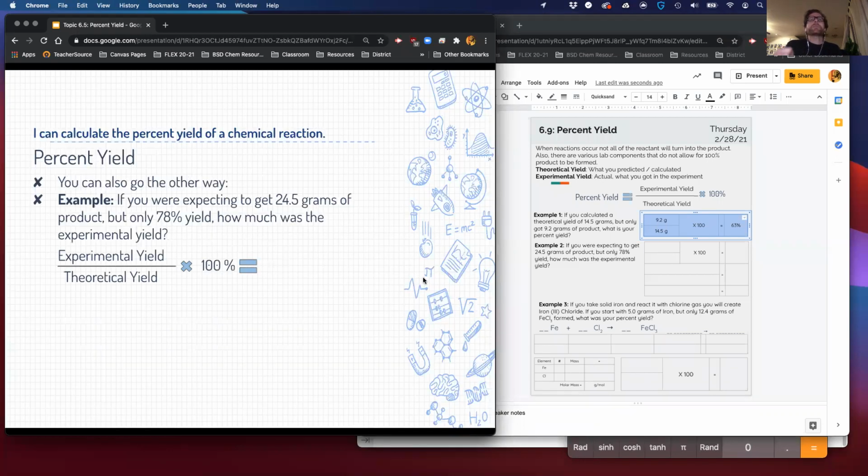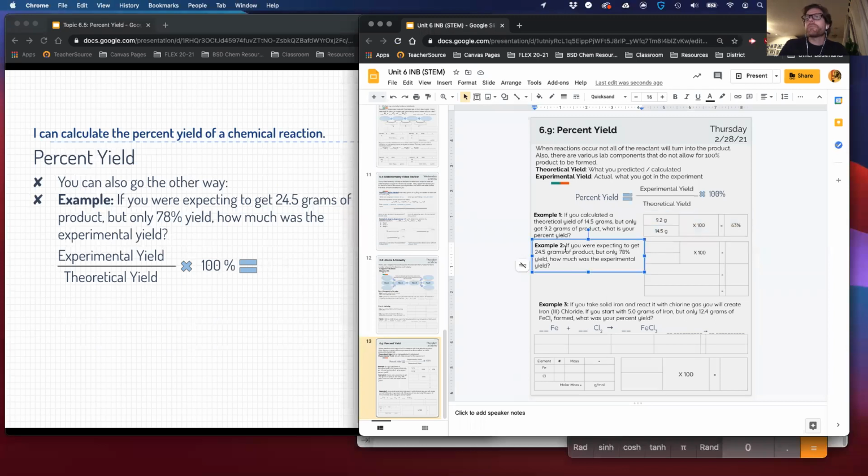Let's say you were expecting to get 24.5 grams of a product, but you got a 78% yield. How much was the experimental yield? So you can kind of work backwards, and you can use variables. So if you're expecting to get this, okay, expecting. Now expecting and experimental sound the same, but they're not. Expecting means theoretical. Okay, so I'm going to put 24.5 grams down here, and I ended up with 78%.